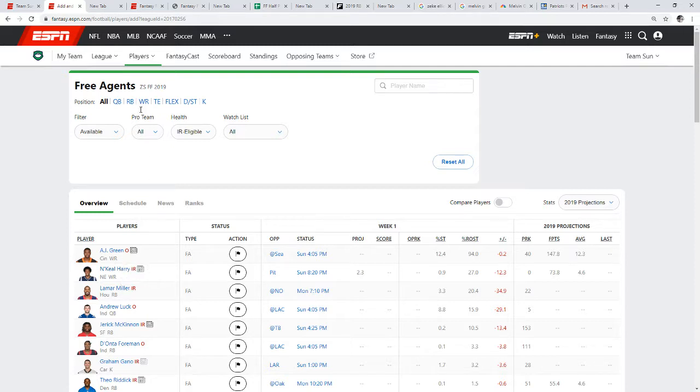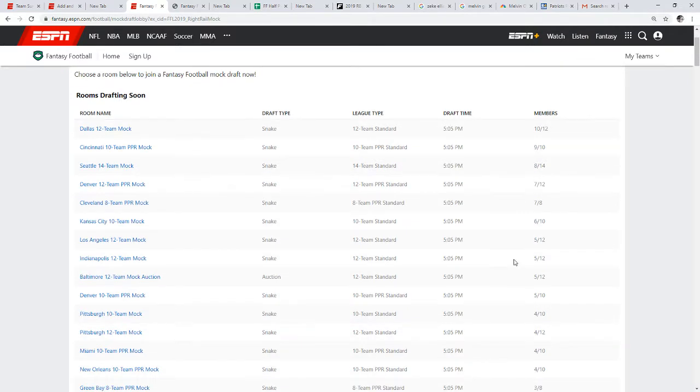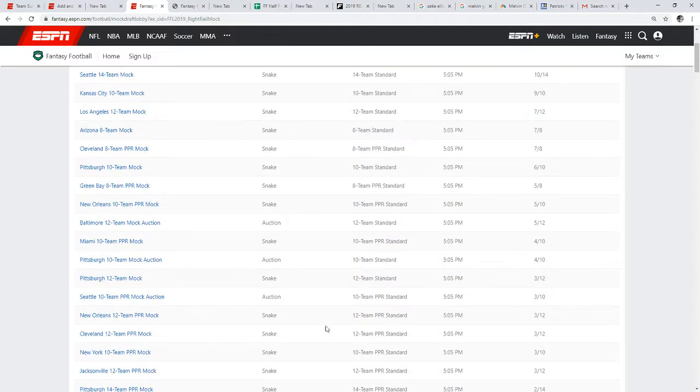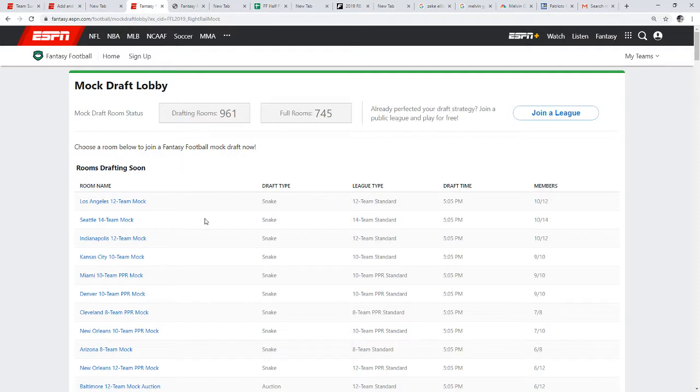All right, so next tip is to do mock drafts. So ESPN or Yahoo or whatever site you use, it'll probably have this mock draft lobby where you can join one. But the problem I found is that a lot of these leagues aren't really similar to my league. So this year we're doing 8-team auction. And if you just look at these, most of these aren't 8-team auctions, so it might be hard to find one where you can actually do a mock draft.